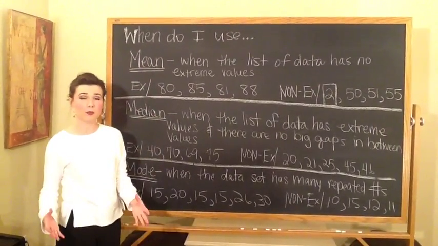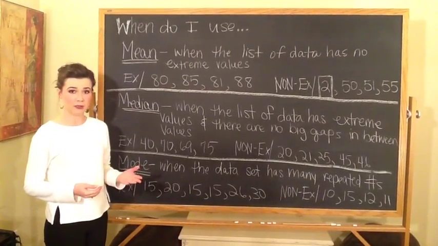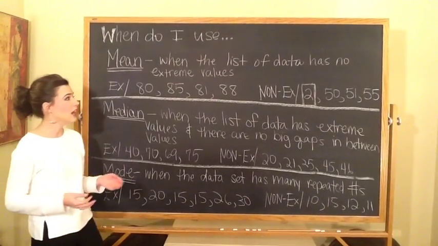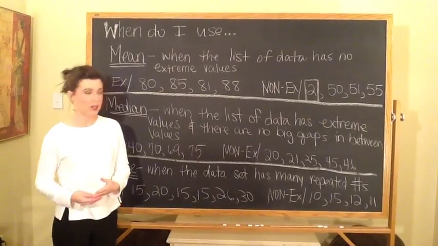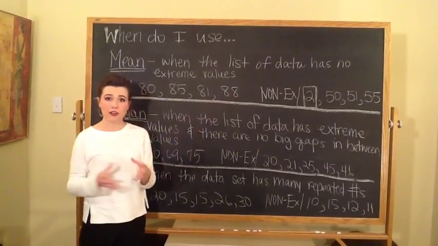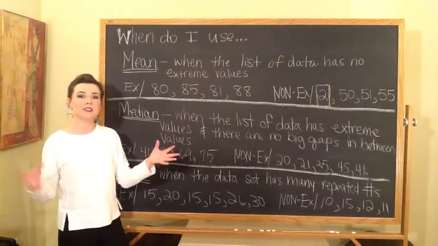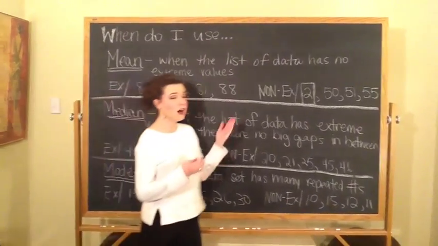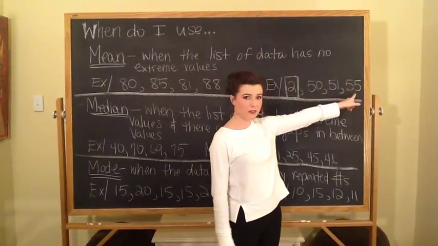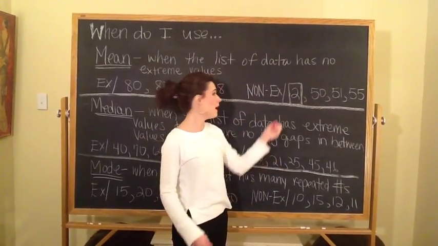If you're given a word problem or a chart of data, how would you know when is the best time to use the mean or the average? You use it when the list of data has no extreme values. In this example, we have 80, 85, 81, and 88. They're all very close together, so that would be a good example to use the mean. A non-example would be something like 2, 50, 51, 55. That would not be a good example to use the mean because you have that 2.